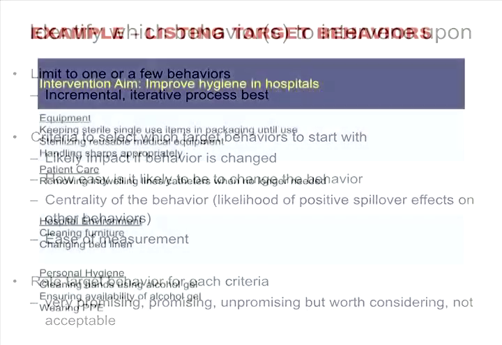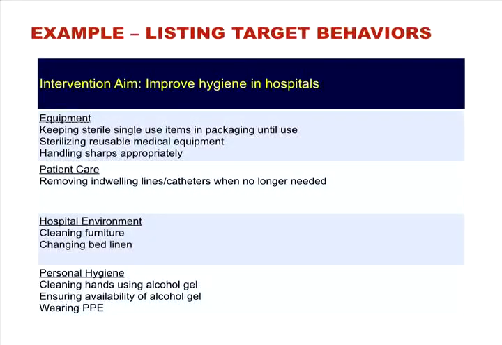All right, so again, let's start by listing the target behaviors for improving hand hygiene. Related to equipment, we can talk about keeping sterile single-use items and packaging, sterilizing medical equipment, handling sharps. Related to patient care, removing catheters and indwelling lines when they're not needed. For the hospital environment, cleaning furniture and bed linen. And then there's hand washing, ensuring availability of gel, and wearing protective equipment.